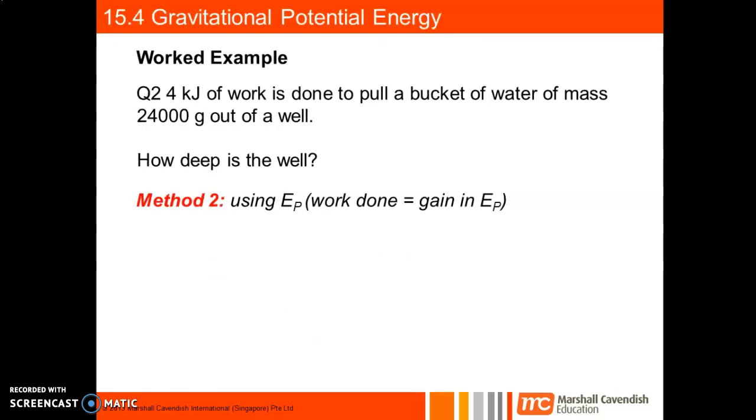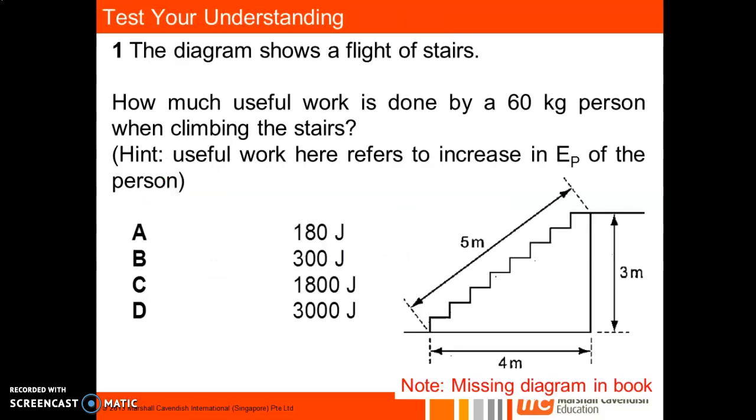Now if you are okay, you can pause this video first. Please proceed to do the test for your understanding, question 1 and 2. Only when you are done, then you can proceed to watch the video.